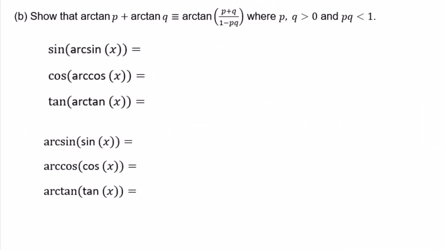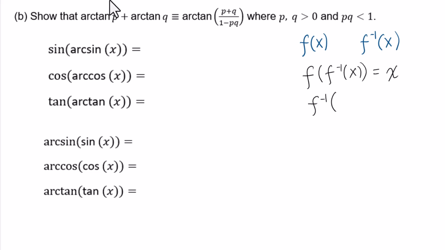Let's go to B. Show that arctangent P plus arctangent Q equals arctangent of (P plus Q) over (1 minus PQ), where PQ is greater than 0 and P times Q is less than 1. We do know for f of x, its inverse function is the inverse of f of x. f of inverse of f of x equals x, and inverse of f of x equals x.